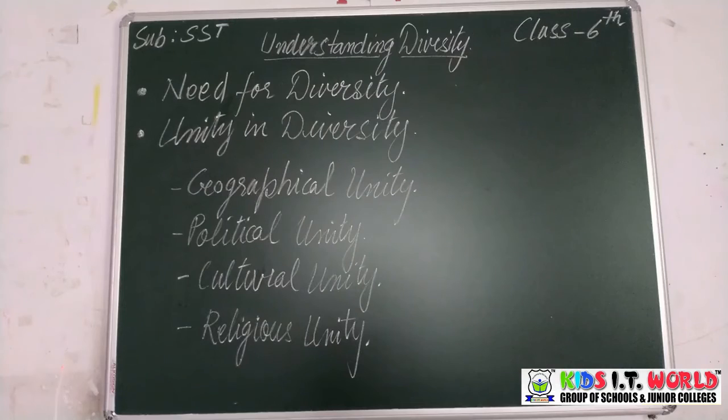For example, a farmer grows crops and food grains. Manufacturers make clothes, shoes, medicine, etc. Masons build houses, carpenters make furniture, etc.